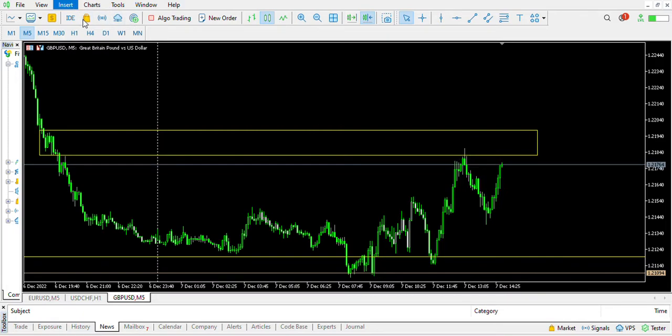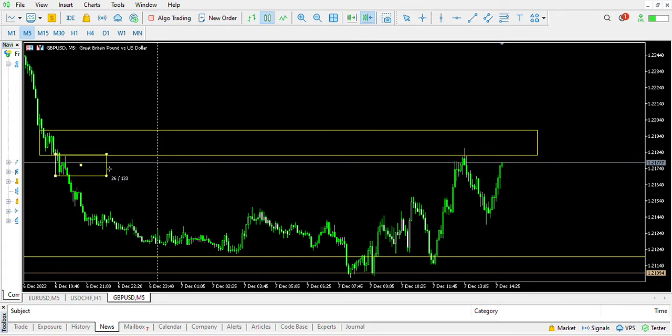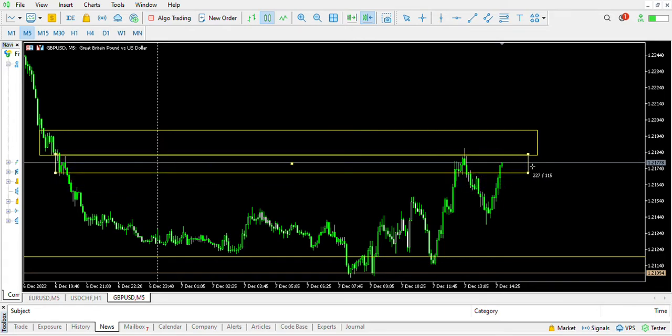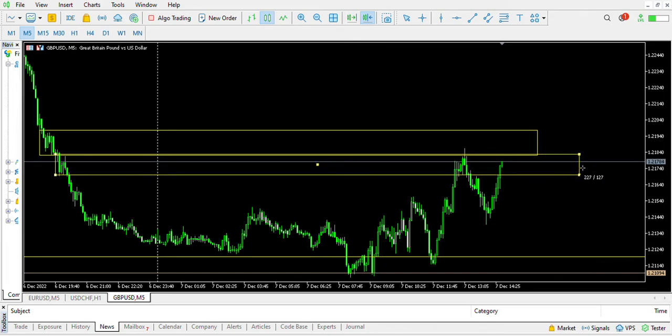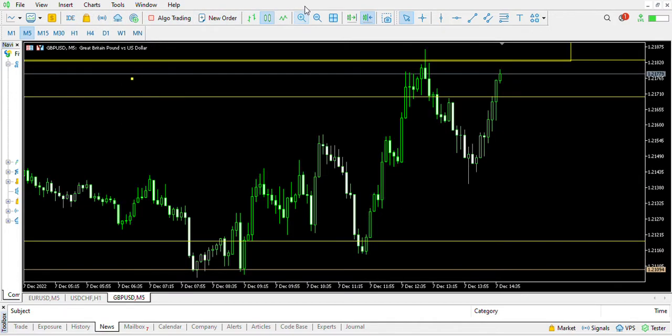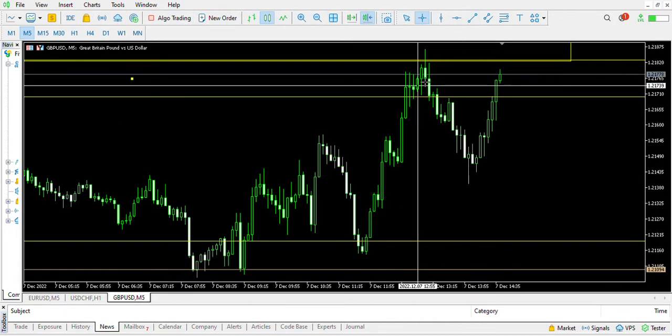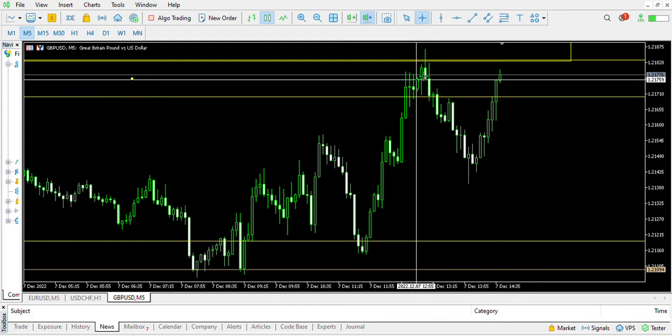I'll draw that out again so you can see exactly what I'm talking about. So there is a mini supply zone here as well. Okay, so it got into this supply and it printed in the direction that I wanted it to go. So I was looking to enter there. I got in a little bit late, so I got in there.